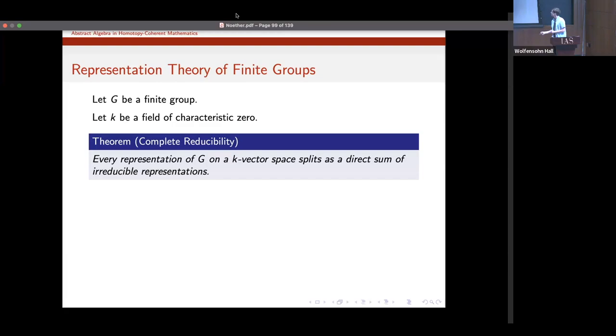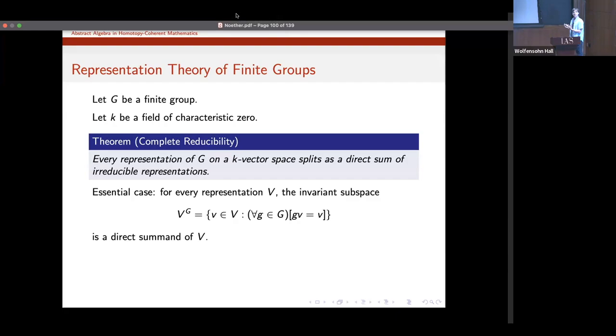And if you want to prove this, the essential case is to show that you can split off any copy of the trivial representation that you can find inside of V as a direct summand. Another way of saying that is if you take the subspace of invariant vectors, the elements of V that are fixed by the action of the group, that's a subspace of V, and it's a direct summand as a representation of G.